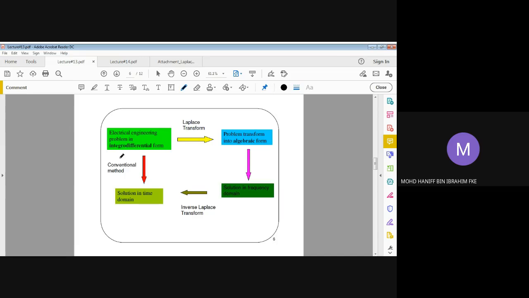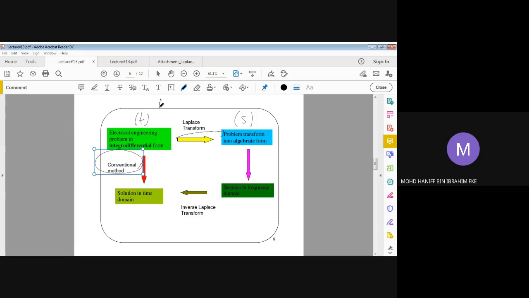If we have the equation in the time domain, a solution by the convolution method will be very difficult. So the alternative that we have is to use the Laplace transform, in which you transform this integral differential equation into algebraic form. This is in the time domain, and this is in the S domain or the frequency domain. I prefer to use S domain.